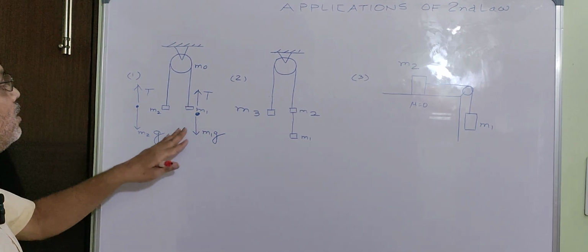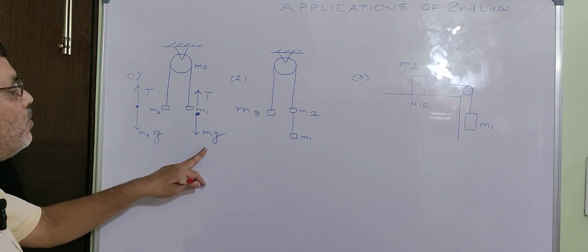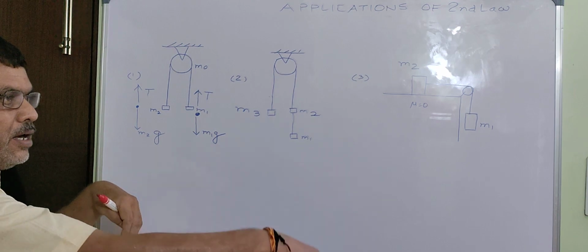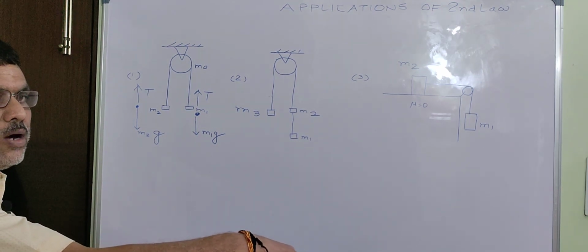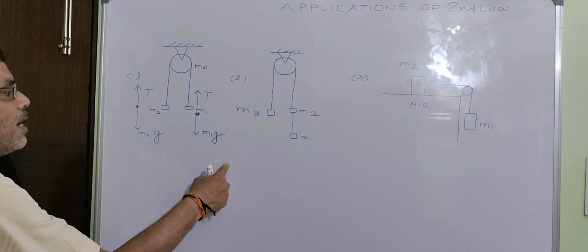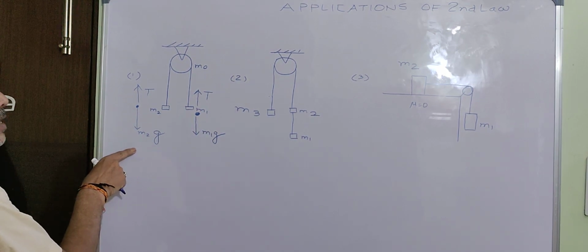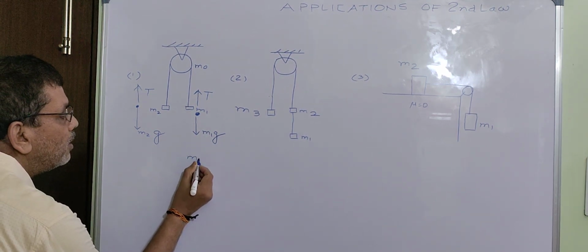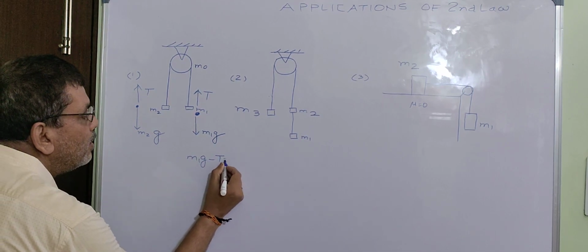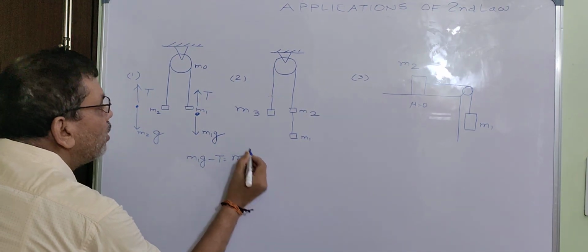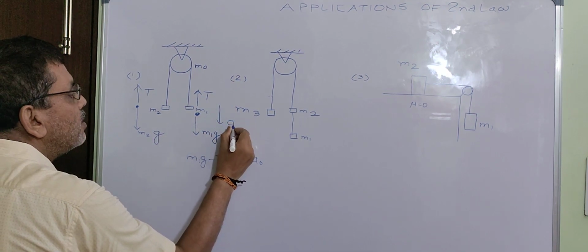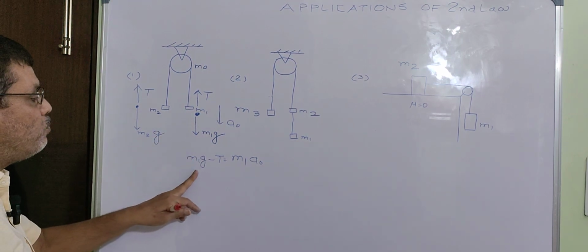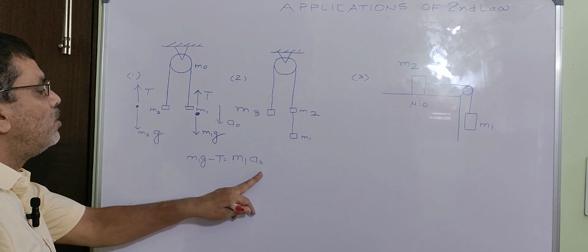Now you will observe that the block M1 will come down only when M1G is greater than M2G, because two forces are there. M1G is in downward direction, M2G is also in downward direction. If M1 moves in this direction, then obviously this force will be greater than this force, then only it will come down. So we can write M1G minus T equals to mass into acceleration A0. If it is moving in this direction with acceleration A0, by Newton's second law, this is the net force on M1: M1G minus T equals M1 into A0, right?